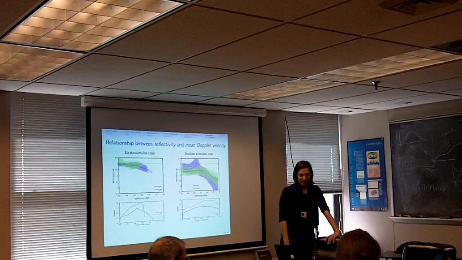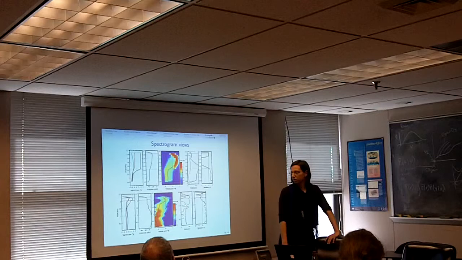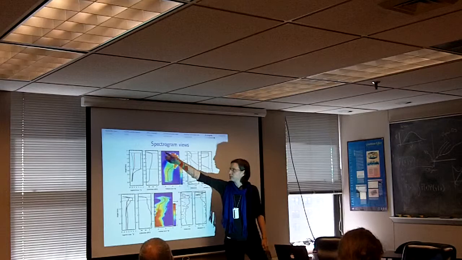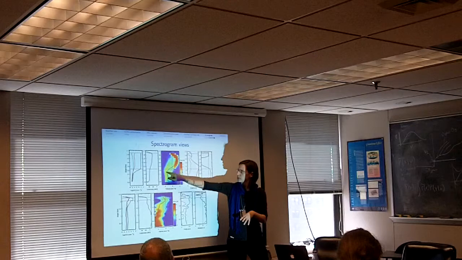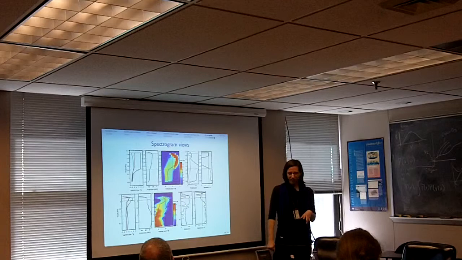Yeah, it gets complicated when you get into that. The last thing I can show you is the spectrogram view. So you have, with height, my color spectrum at each height. You see the power here is from the cloud droplets, and you have the drizzle that forms here. But it's so far away from the cloud droplets, it looks weird to me.